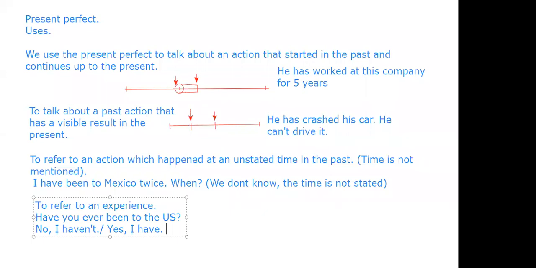So now let's see a comparison between the present perfect and the simple past. And let me send this picture to the group.